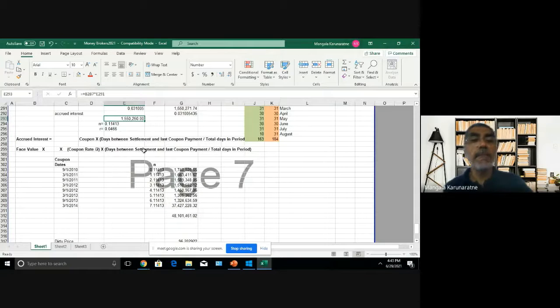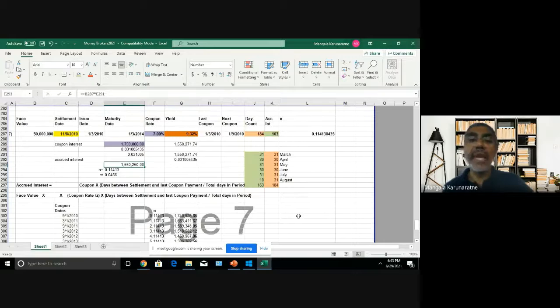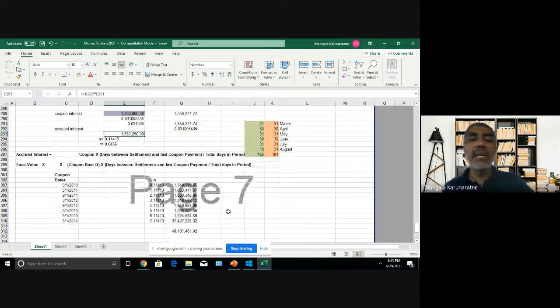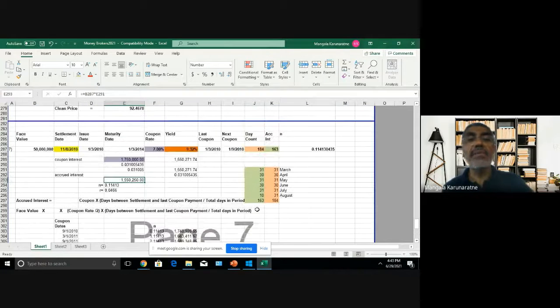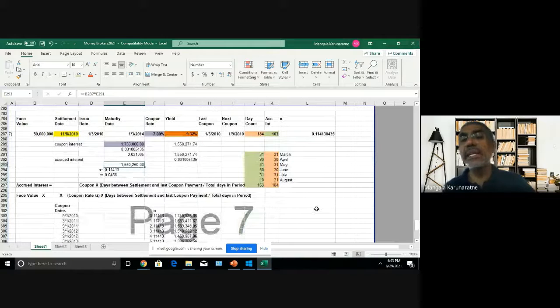Then we move on to the main calculation, that is the calculation of present values of future cash flows, right? Present values of future cash flows. And for that, in our formula we need to calculate the n value, n, right? So how do we calculate n?